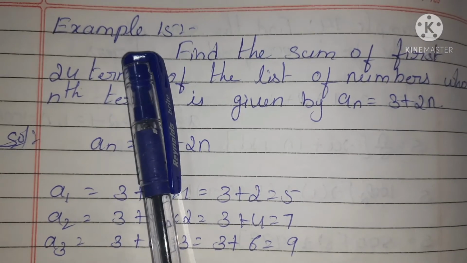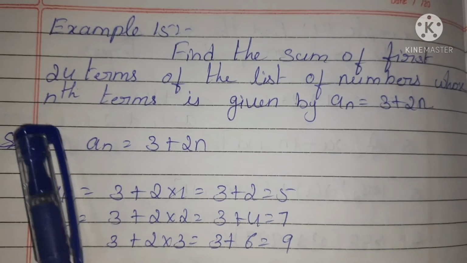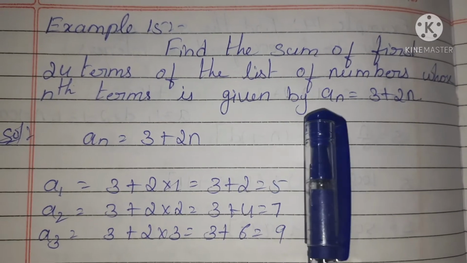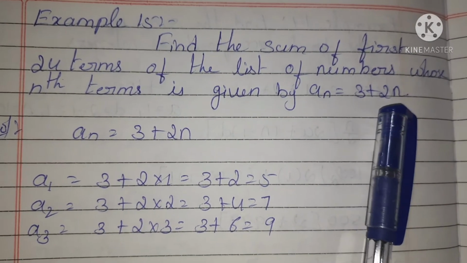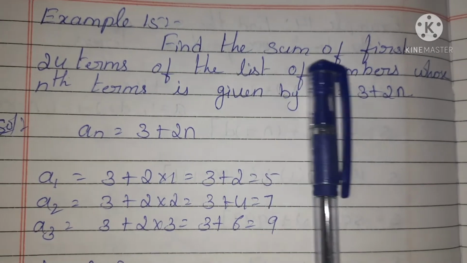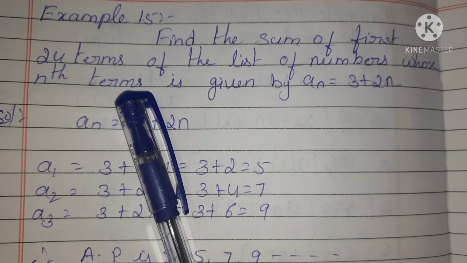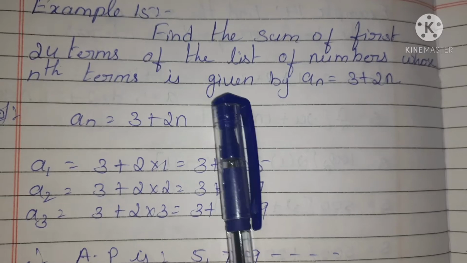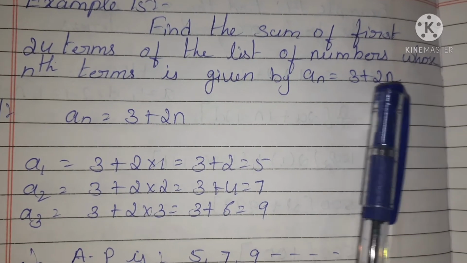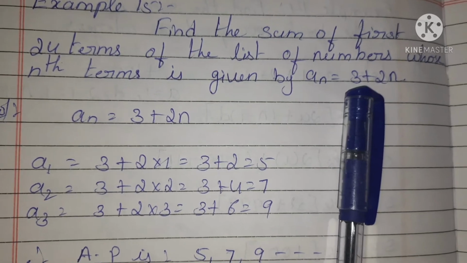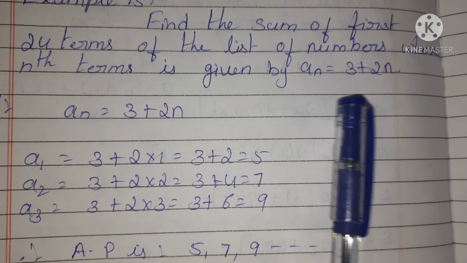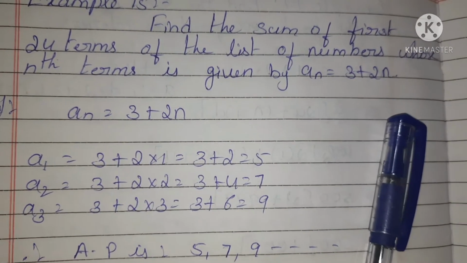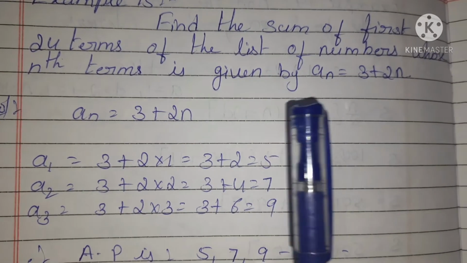Now example 15. Find the sum of the first 24 terms of the list of numbers whose nth term is given by an is equal to 3 plus 2n. Here we should find the sum of the first 24 terms of the list of numbers whose nth term is given by an is equal to 3 plus 2n. That means here only the an value is given. They didn't give the a1 value, a2 value, a3 value, and so on. That means they didn't give the arithmetic progression. Now we should find out a1, a2, a3 first.